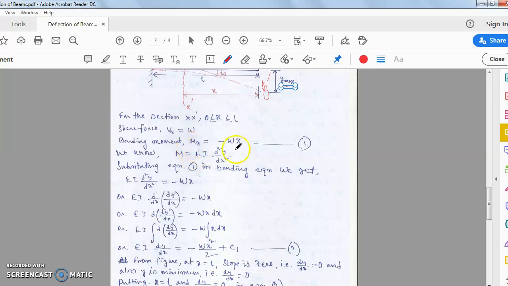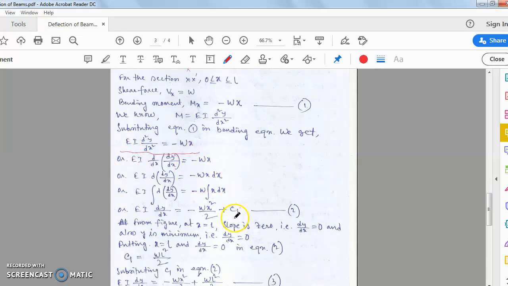So here you see Mx equal to minus Wx. We know M equal to EI d2y by dx2. From this expression, after replacing M, we will get the expression like this. So after integration, we will get EI dy/dx equal to minus Wx square by 2 plus C1. C1 is the arbitrary constant. You will have to find out the value of C1 from the boundary conditions.